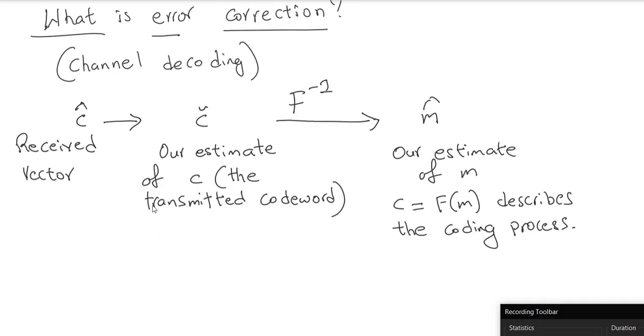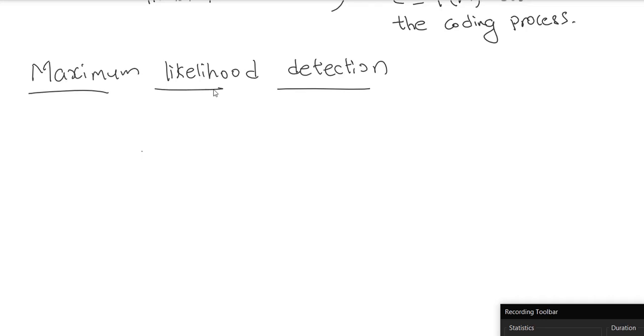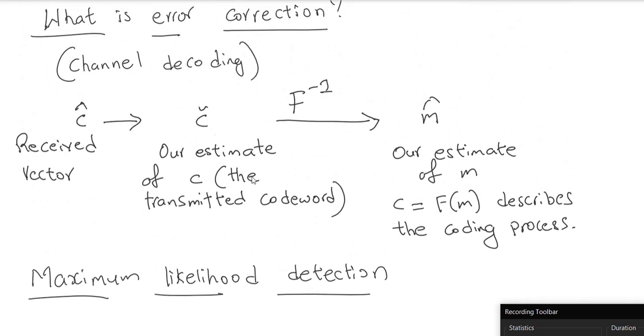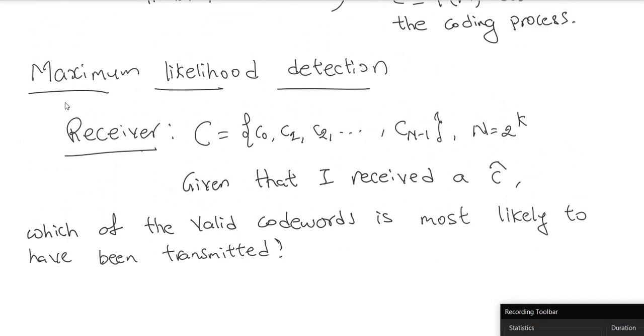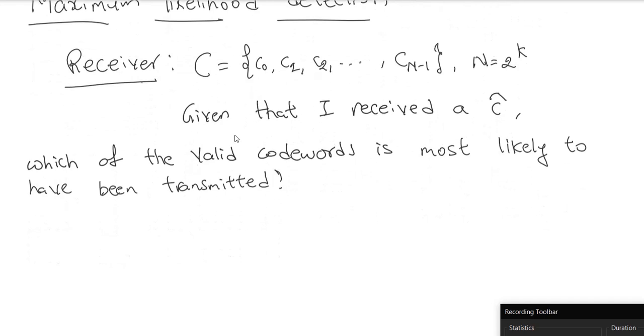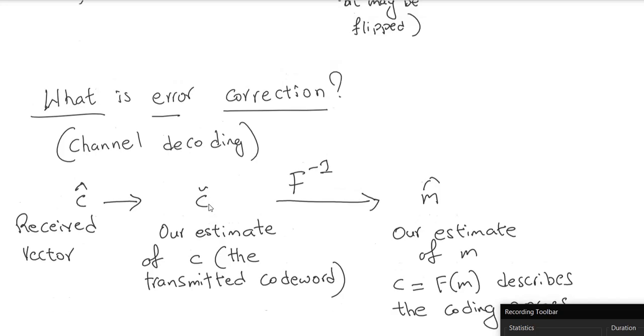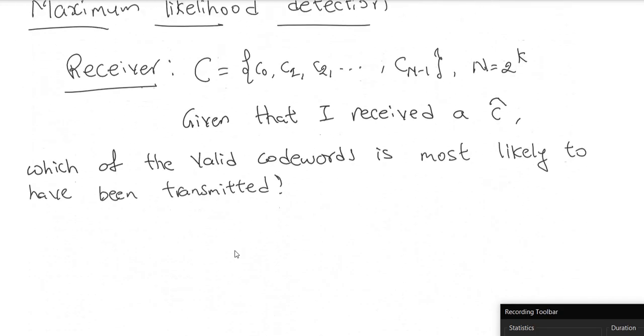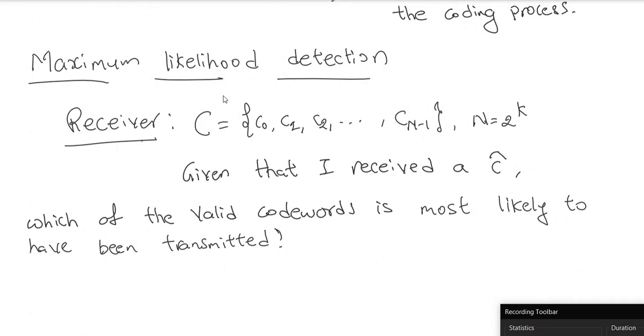Now let's look into the principle behind going from C hat to C tilde. The receiver uses maximum likelihood detection to go from C hat to C tilde. Before stating the principle of maximum likelihood detection, let's first note that the receiver knows the set of all code words which the transmitter is transmitting. That means, even though at any given instant it does not know which specific C was transmitted, it does know the big set of all the possible code words the transmitter can transmit. Given that, let's state the maximum likelihood detection. The receiver is asking the question, given that I received a C hat, which of the valid code words is most likely to have been transmitted?